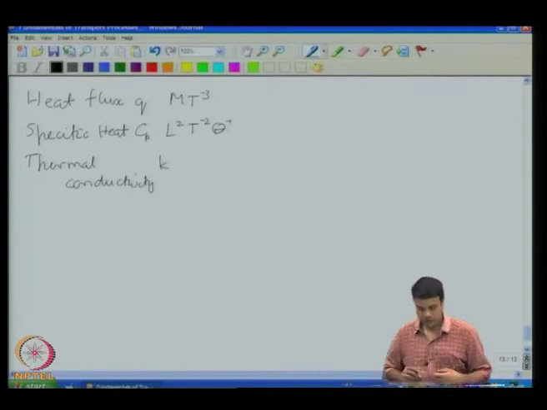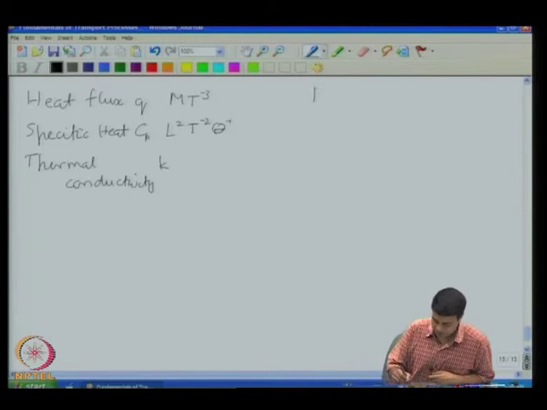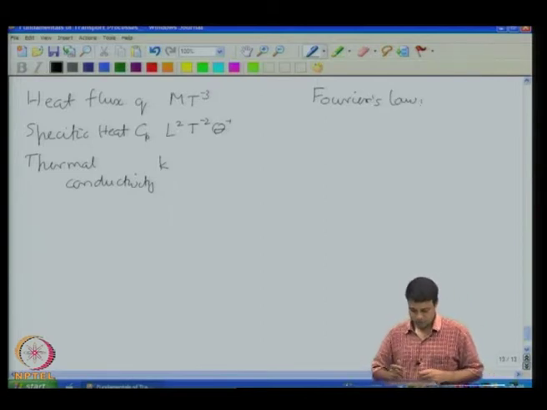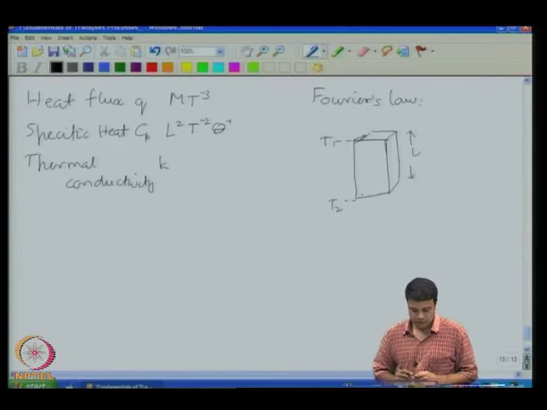And the other quantity of interest in heat transfer is the thermal conductivity. It's denoted by the symbol K. The thermal conductivity can be obtained from Fourier's law for heat conduction. Once again, if we have some slab of material of length L, across which I apply a temperature difference, T1 here and T2 here, there is going to be a heat flux through the material.